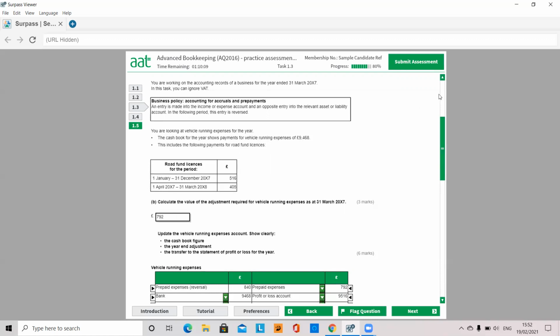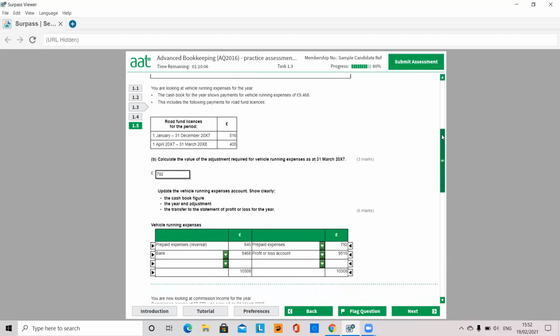And that's what it would look like when it comes to the account. So here we've got that 792. The 9468 we paid, we need to take off the 792, which gives us the profit and loss account figure. That's the balancing figure. So our actual cost that goes to our P&L is not the 10,308, but we take off the 792. Therefore the expense in the profit and loss account is 9516. That's the balancing figure.